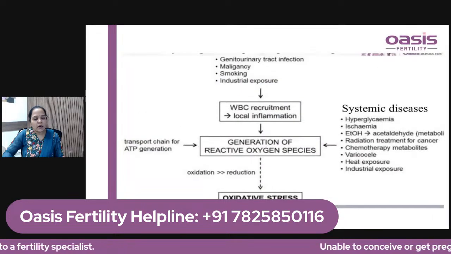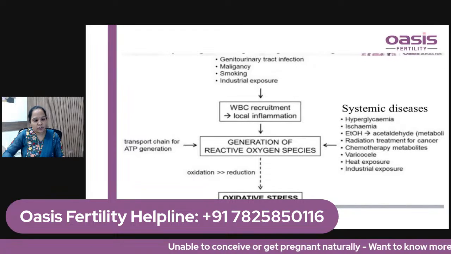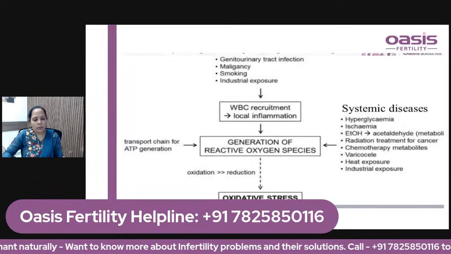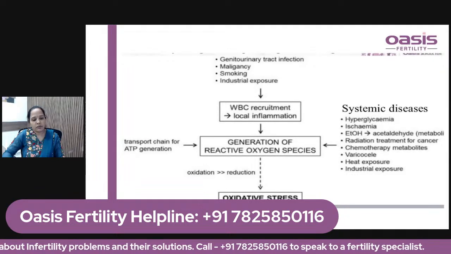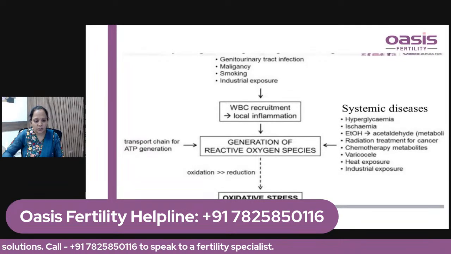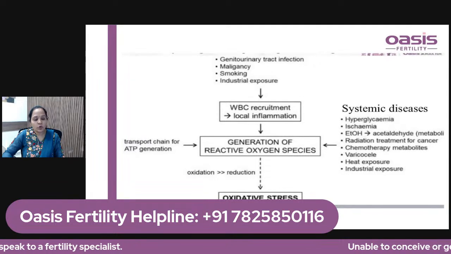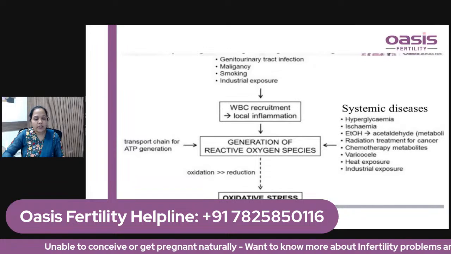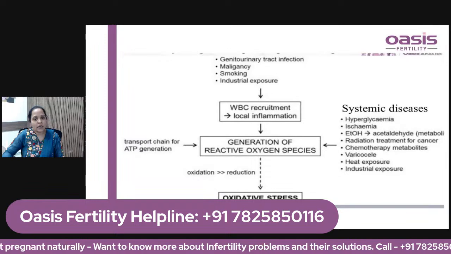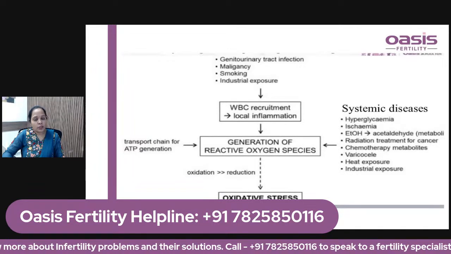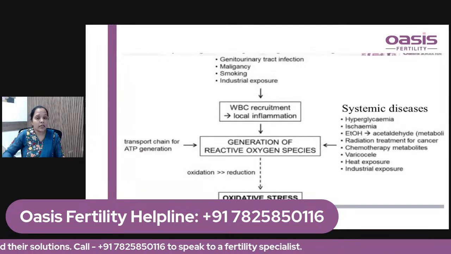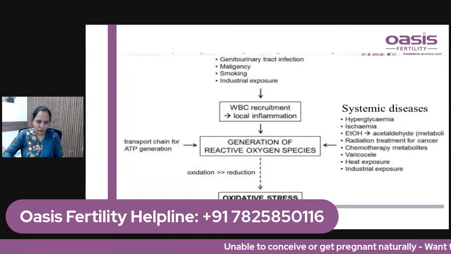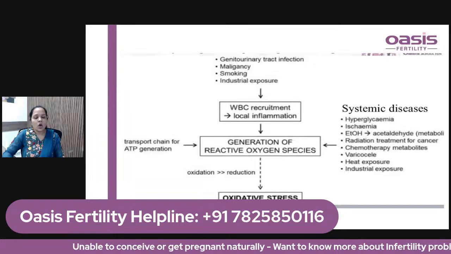After the lifestyle factors, the next important thing that contributes to unexplained infertility is oxidative stress. Normally in a redox balance, in a normal male, the oxidation and the reduction phenomenon is balanced, and there is not much oxidative stress. But if there are risk factors like genitourinary tract infection, smoking or industrial exposure, some malignant condition, or some systemic diseases like hypertension, diabetes, or exposure to radiotherapy, chemotherapy, excessive heat exposure, or conditions like varicocele, this balance is shifted towards more oxidation, because of which there is generation of reactive oxygen species, and that is responsible for the oxidative stress.